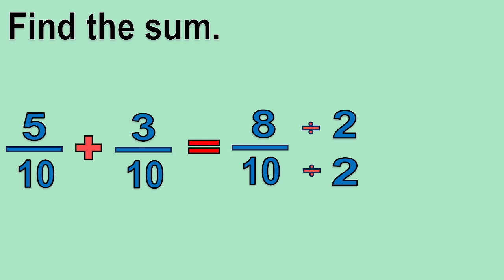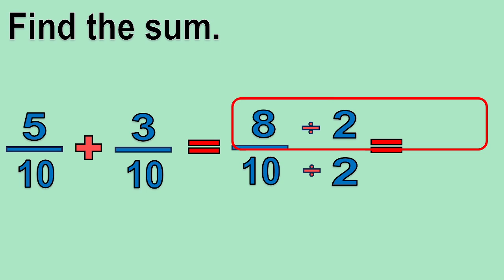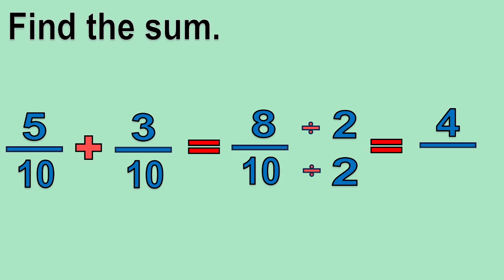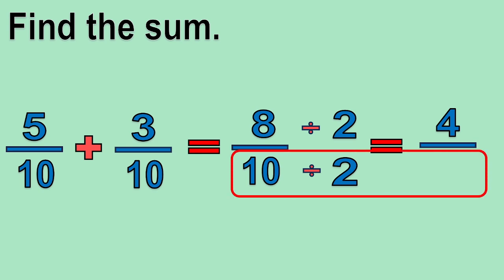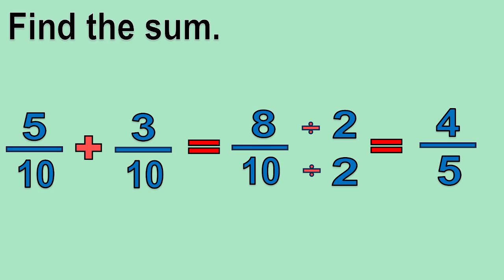Now, let's divide. First, divide the numerator. 8 divided by 2 equals 4. Then, divide the denominator. 10 divided by 2 equals 5. So, our final answer is 4/5.